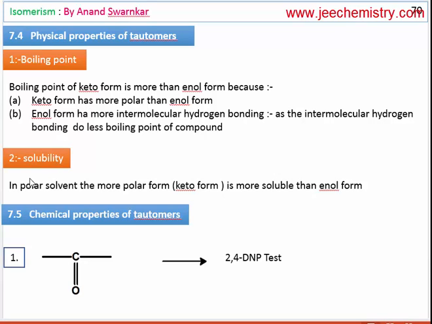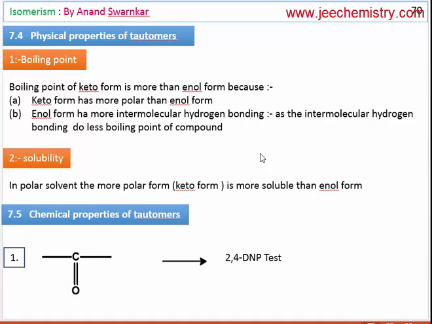And solubility: in a polar solvent, the more polar keto form is more soluble than the enol form, as we already know the keto form is more polar. Remember the rule: like dissolves like, which means a polar form is more soluble in a polar solvent and a non-polar form is more soluble in a non-polar solvent. Here, in a polar solvent, the keto form is more soluble than the enol form, because the enol form is less polar. The enol form is also soluble, but compared to the keto form it is less soluble. So generally the keto form is more soluble in polar solvents.